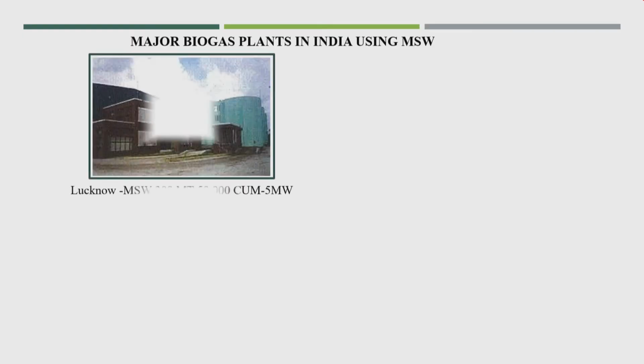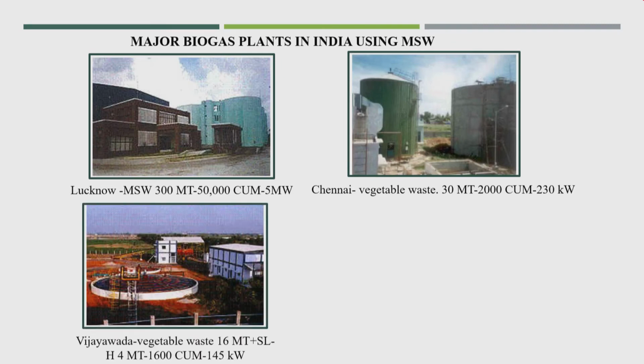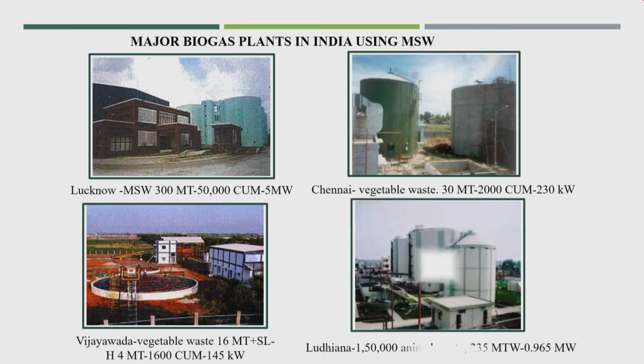And for major biogas plants in India, like in Lucknow, for MSW 300 metric tons, producing 5 megawatt energy. This Chennai vegetable waste plant, 30 metric tons, is able to produce 230 kilowatt energy or electricity. And this is Vijayawada vegetable waste, 16 metric tons, which is able to produce 145 kilowatt electricity. And Ludhiana, this is specially for animal waste and produces around 1 megawatt energy.